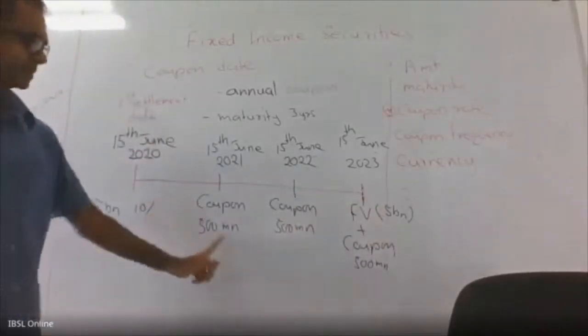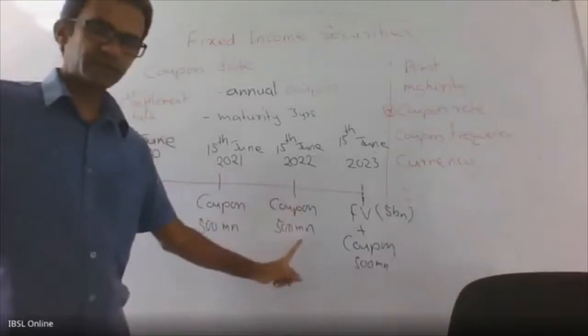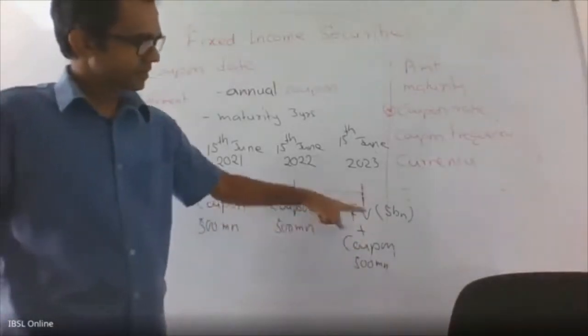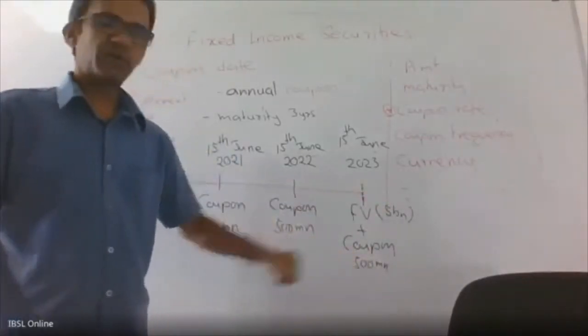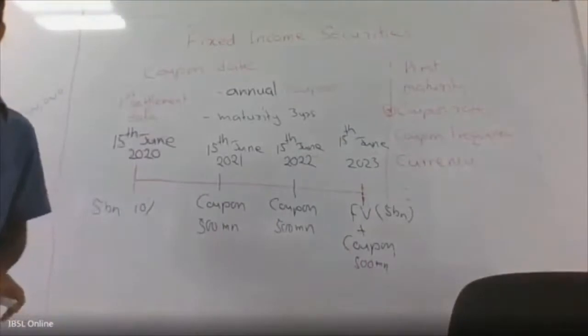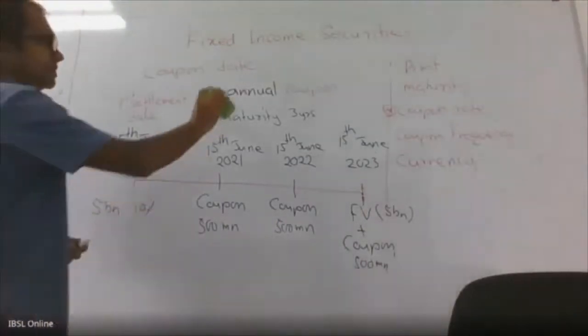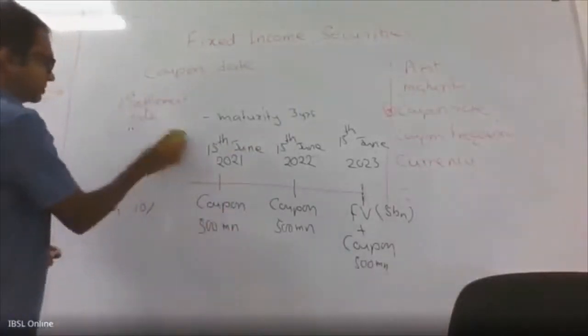At the end of the first year, 500 million as the coupon. At the end of the second year, another 500 million as the coupon. At the end of the third year, since it's the maturity, 5 billion, the face value, plus the coupon amount will be paid. Clear? But what would happen if this is a semi-annual coupon?